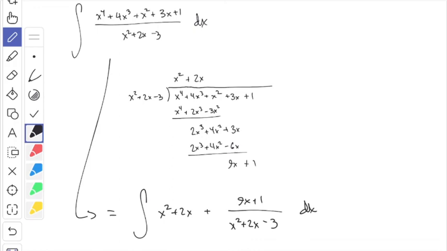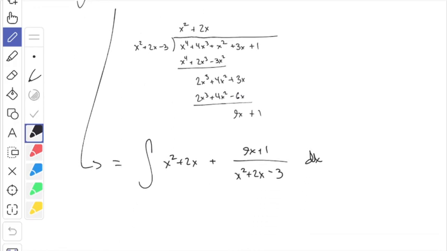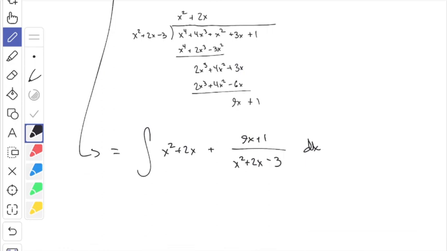I hope everybody got the same quotient as I did for the long division. It's easy to mess those up.